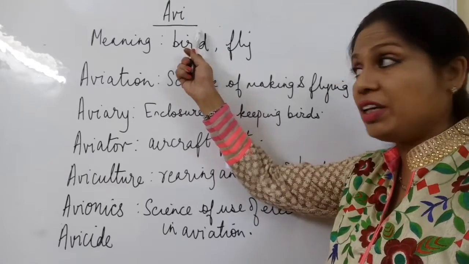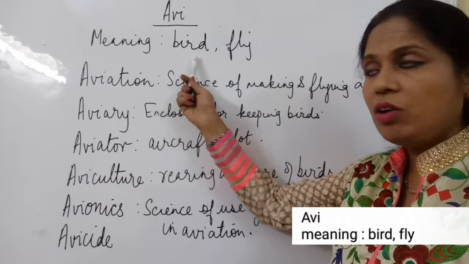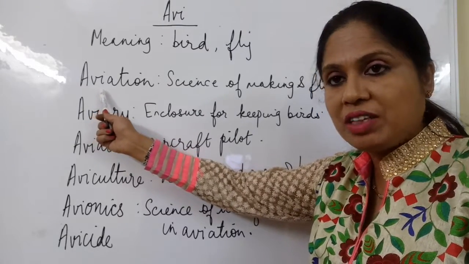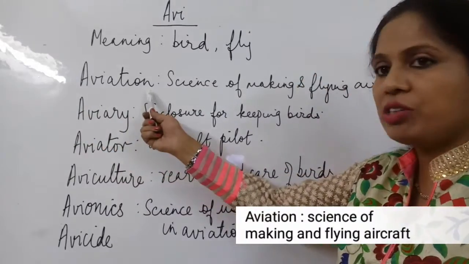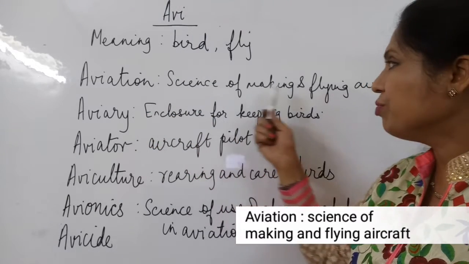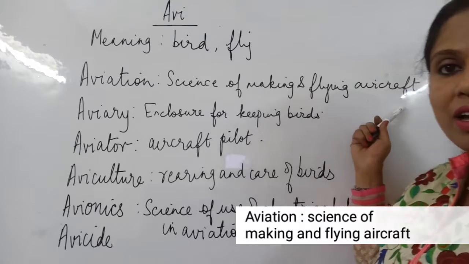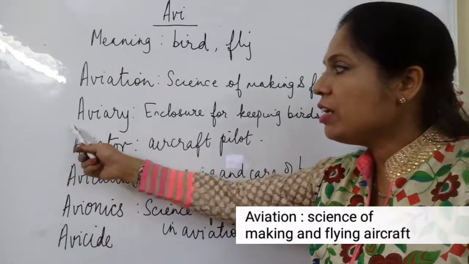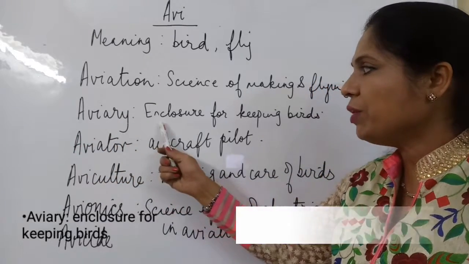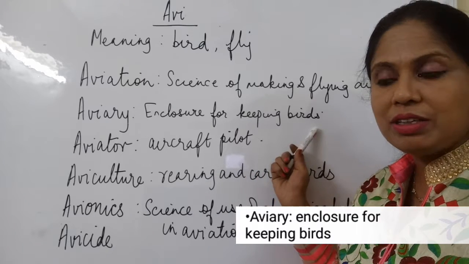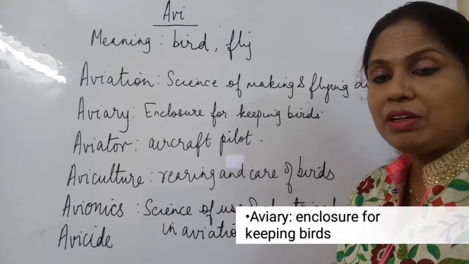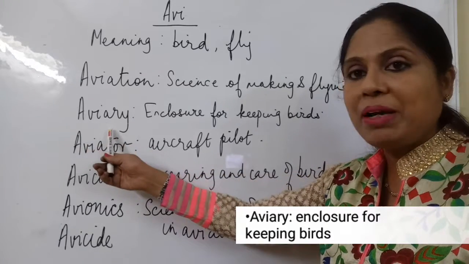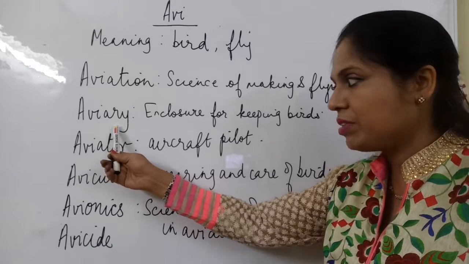The root word avi means bird or to fly. The first word from this root that I've taken for today is aviation, which means the science of making and flying aircraft. So aviation. The next word is aviary. Aviary is the enclosure for keeping birds. It could be a big enclosure like maybe a house or a room, or it could be a cage or something. It is the place or the space where birds are kept.